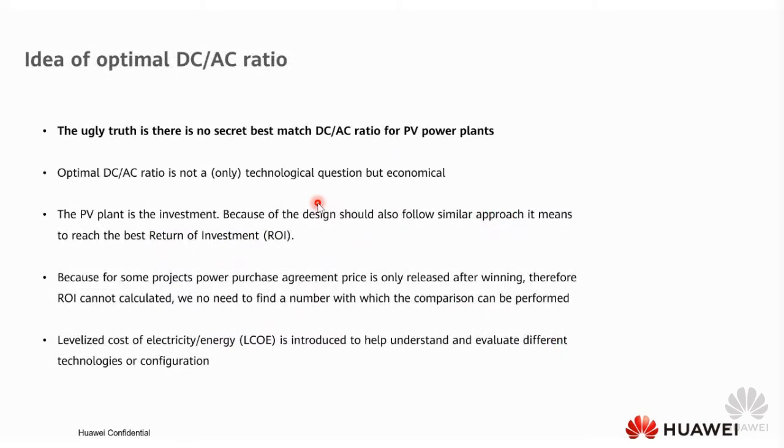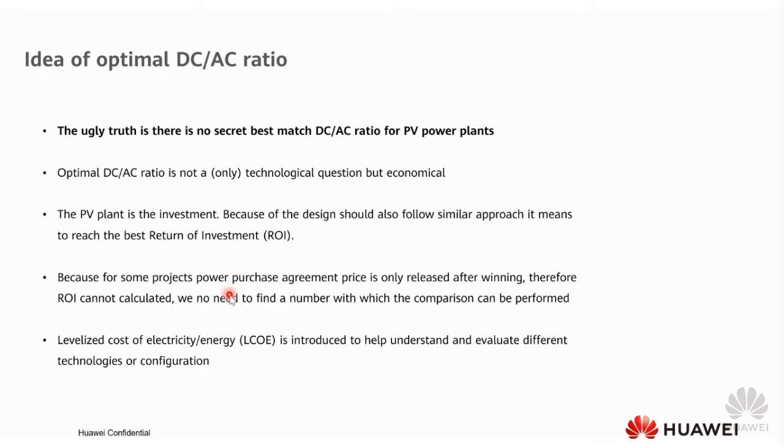So, the optimal DC-AC ratio. Unfortunately, there is no secret best match for any PV plant in the world. It always has to be calculated case by case. And the optimal DC-AC ratio is not just a technological question, but more likely an economical question, because usually PV plants are investments. So the investor would like to have the best return on investment on that asset. That is the goal. So during the design, we have to follow a similar approach and look for the best and most feasible investments in some terms.